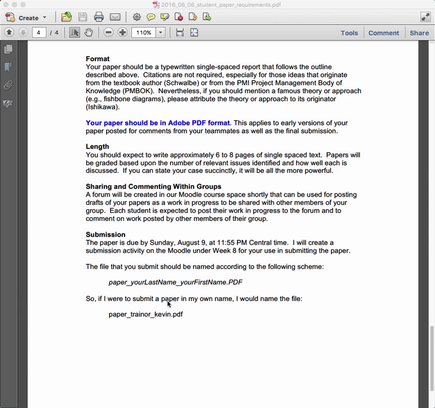And what I'd like you to do is to name the file that you submit in a certain way, because I like them to sort into alphabetical order because I grade them in alphabetical order. So I gave you an example of the file naming scheme that I'd like you to use, and an example of what a file name would be for the paper I would submit.